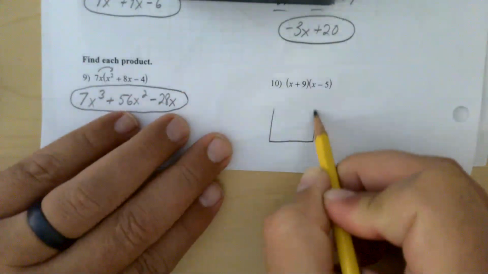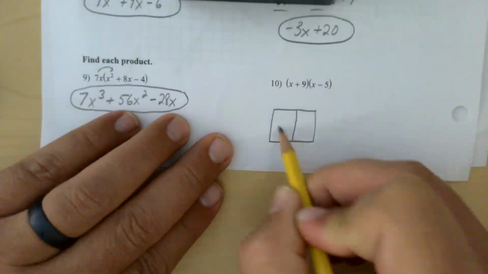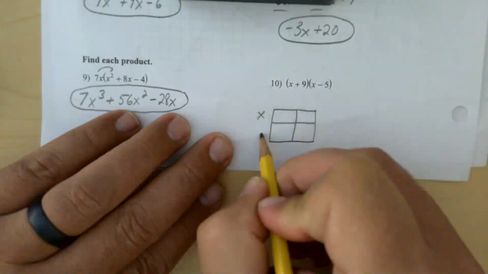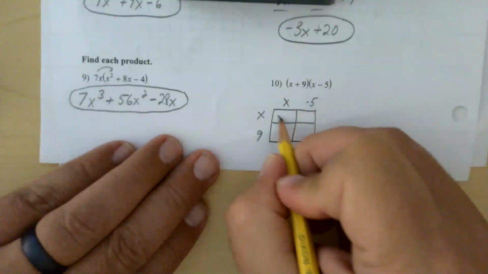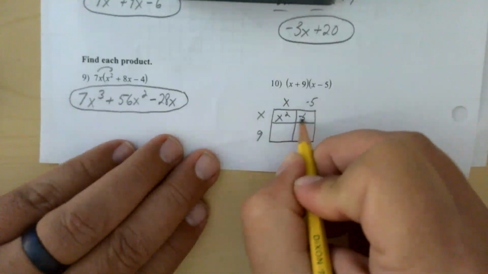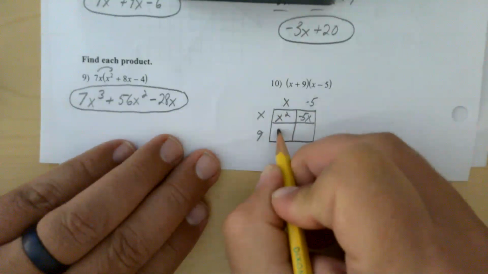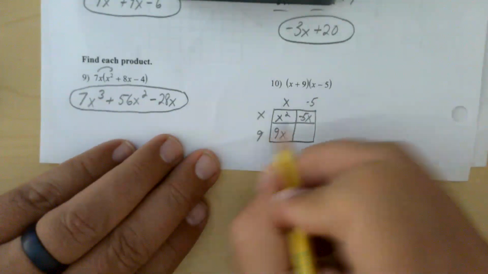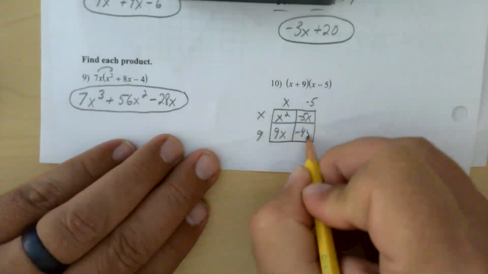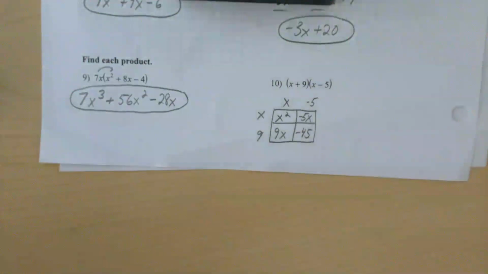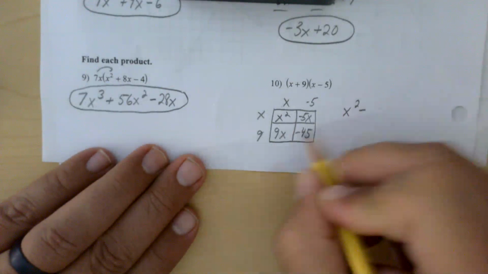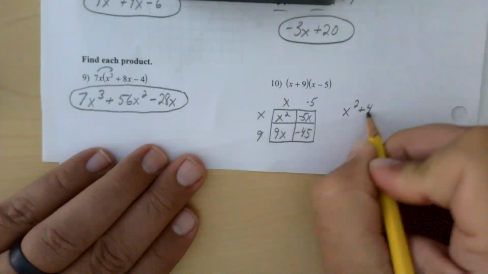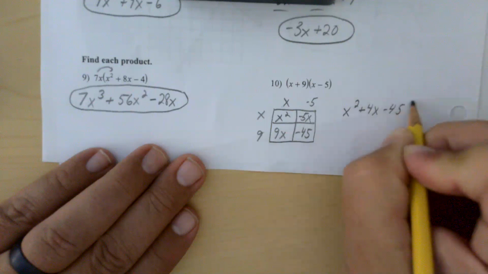I'll review this. You made a box, put an X, you put a 9, you put an X, and you put a -5 there. You got an X squared. You got a -5X. 9 times X is 9X. And then 9 times -5 is -45. Okay, so I recall that box. Now I can simplify this. Final answer is x squared, and then this becomes a positive 4x, and then minus 45.